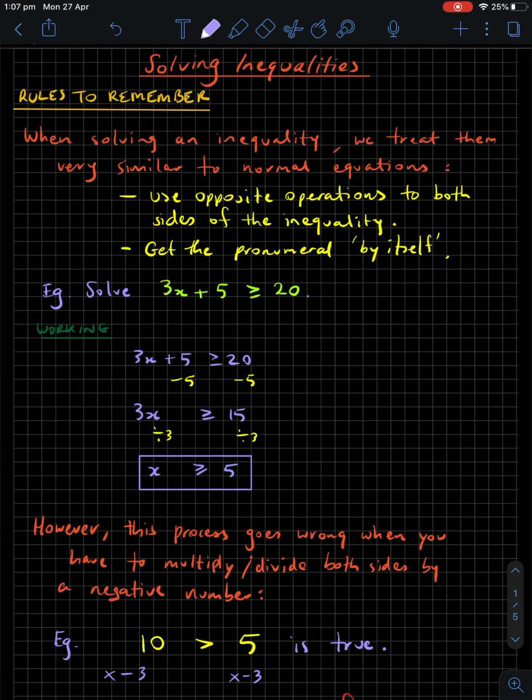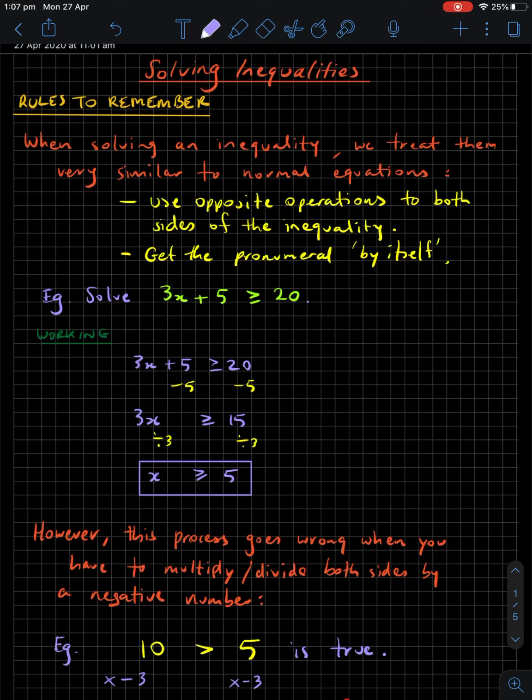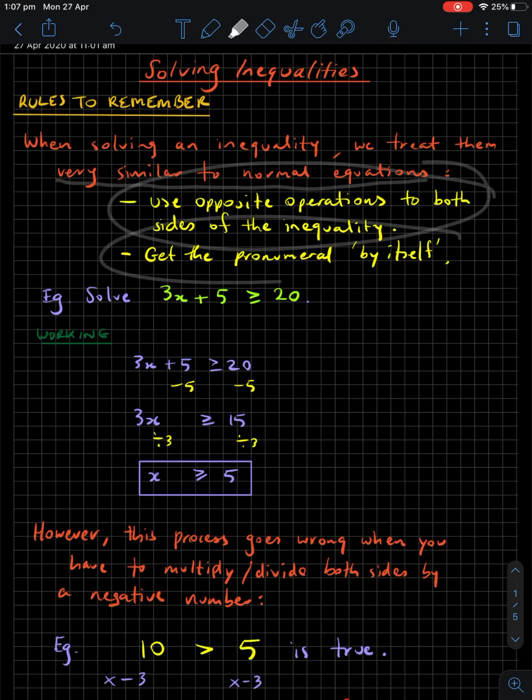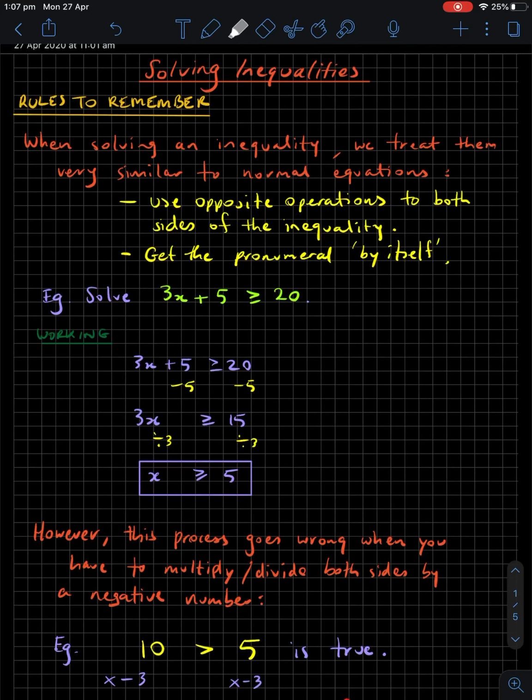When you're solving an inequality, remember that to solve something, like for example this equation here, would be to get this x by itself. So when you're solving an inequality, we treat them very similar to normal equations. So you use opposite operations to both sides of the inequality, and you also want to get that pronumeral, that x, by itself. So they're the main rules that you need to remember.